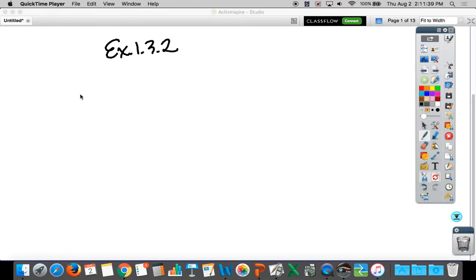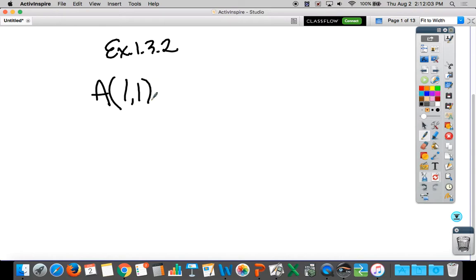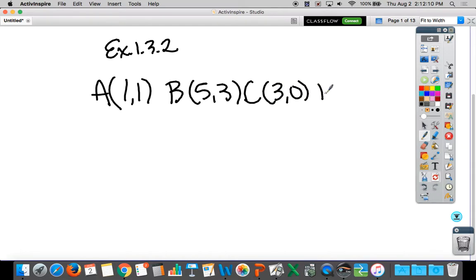Okay, so in example 1.3.2, they give you 4 points. A is, McCartney, tell me what these 4 points are. A is what? One point 3.2, next page. Okay, tell me what A is. 1, 1. Okay. B. 5, 3. C. 3, 0. And D. -1 and -2.